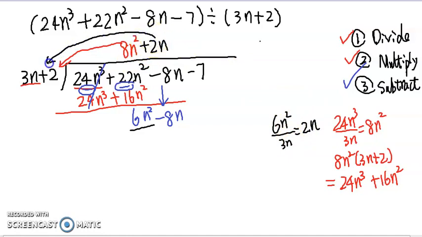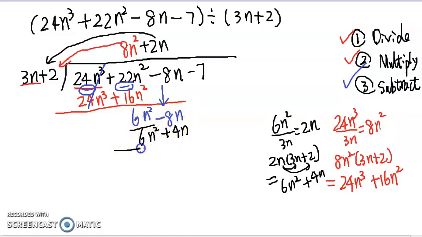The second step is to multiply what we just got with 3n plus 2. So we're doing 2n times 3n plus 2. And we distribute: 2 times 3 is 6, n times n is n squared, plus 2 times 2 is 4, and there's n. We put that under what we have, lined up. And the final step is subtraction. Again, I'm going to put a minus sign here, especially when we have negative numbers. So 6n squared minus 6n squared, they cancel. Negative 8n minus positive 4n.